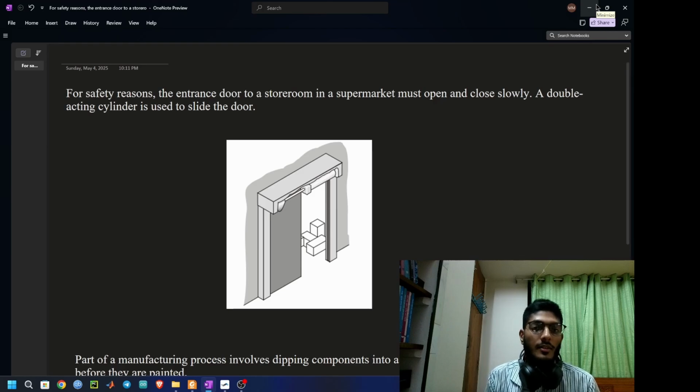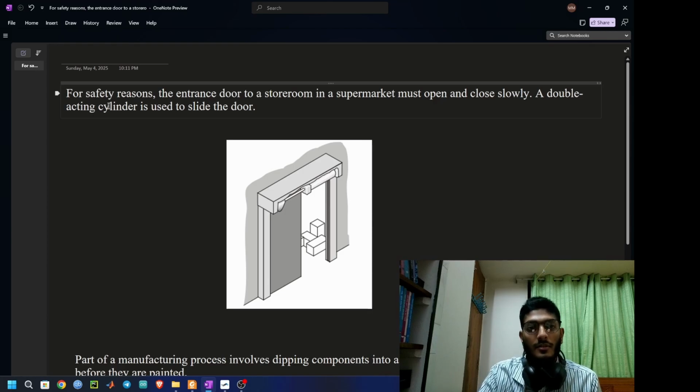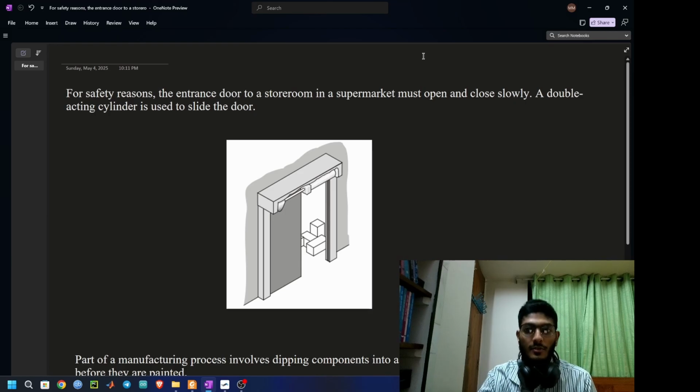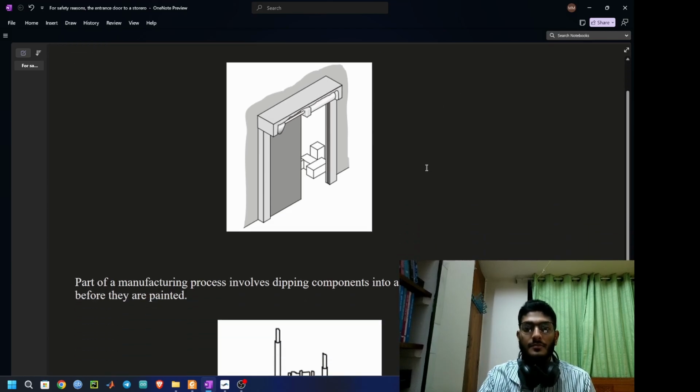Bismillahirrahmanirrahim. Okay, so I have two problems which I'm going to solve today. The first problem is for safety reasons, the entrance door to a storeroom in a supermarket must open and close slowly. Here, slowly is very important. A double acting cylinder is used to slide the door.